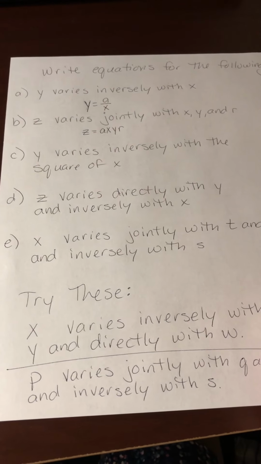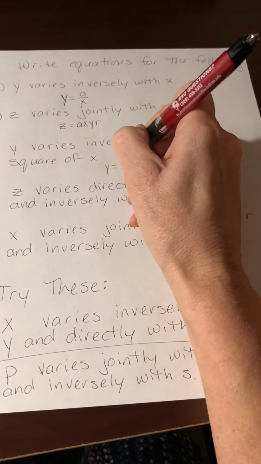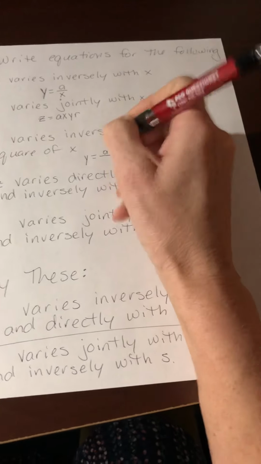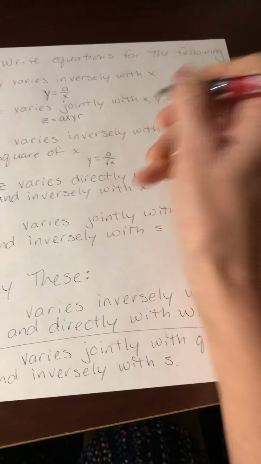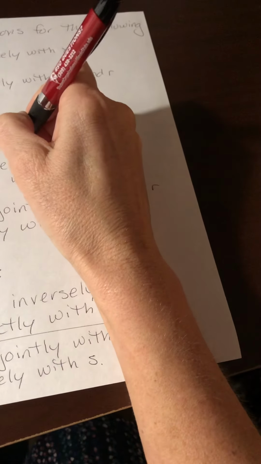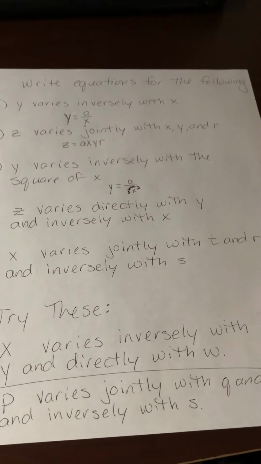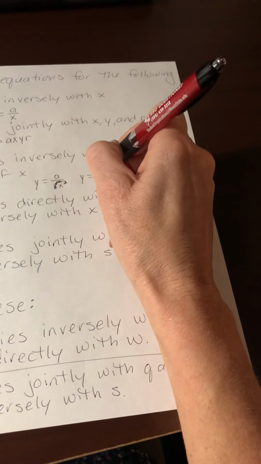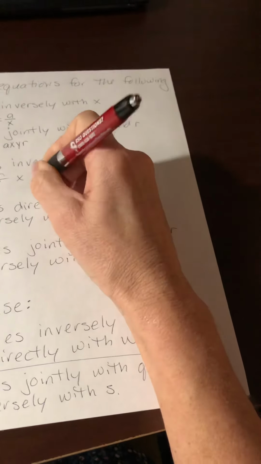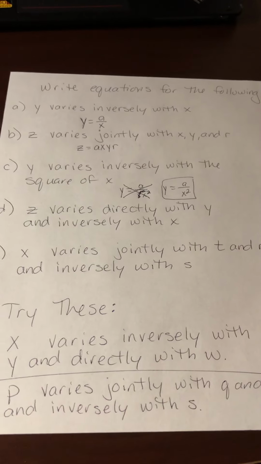C, y varies inversely with the square of x. So y equals, inverse has the a in the numerator, and the square of x would be the square root of x. Oh, I'm sorry, I apologize. The square of x would actually be x squared, not square root. So it should say y equals a over x squared. Square of x would be x squared. Square root of x would be what I wrote at first.